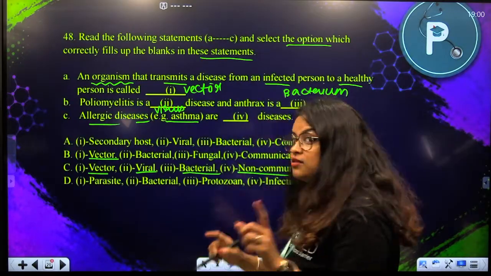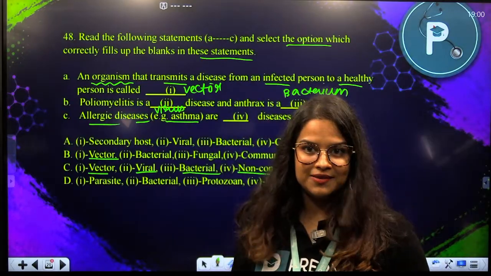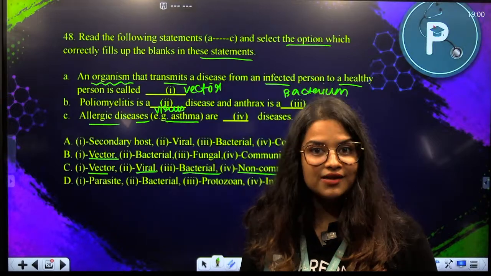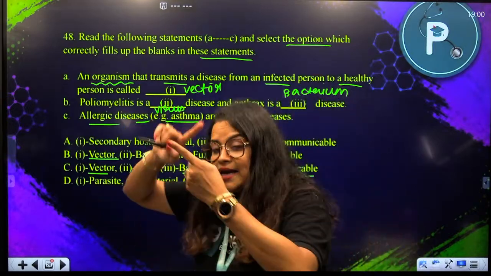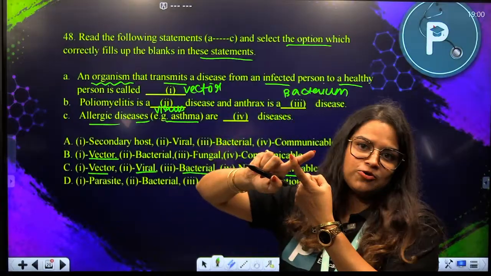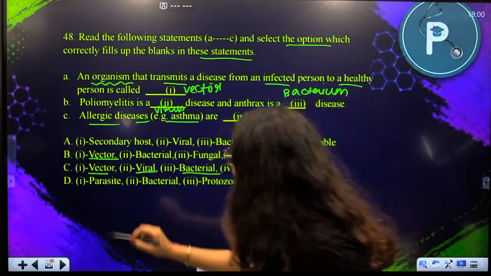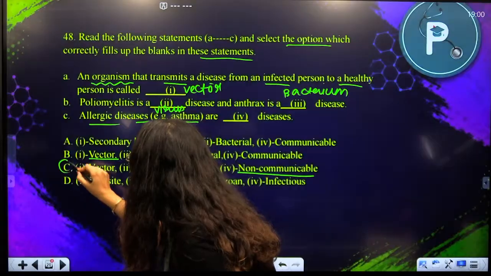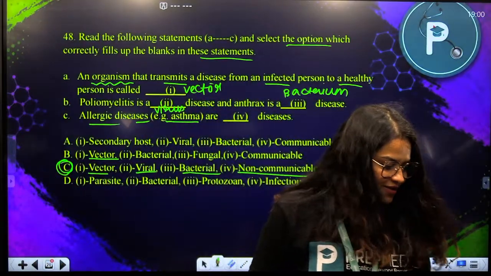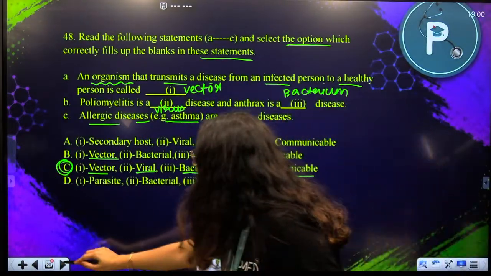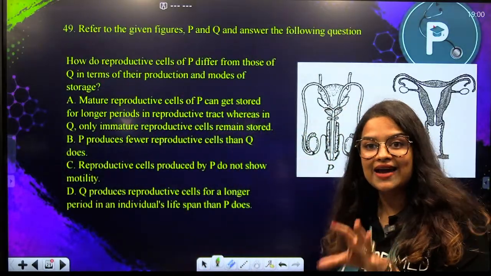Asthma can be hereditary also, genetic as well sometimes. There are underlying genetic effects for asthma. So it's an allergic reaction, an over-exaggerated response of the immune system. So we have already found our answer, option number C for question number 48. Moving on to question number 49, and we are almost at the end.